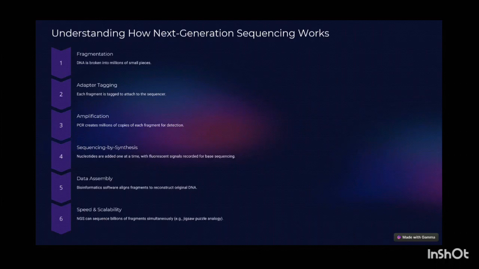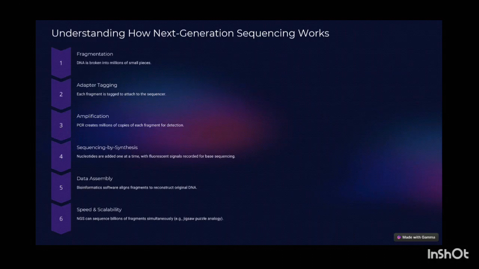The sequencer then begins to read each DNA fragment through a process known as sequencing by synthesis. During the process, the sequencer adds one nucleotide, A, T, C, or G, at a time to the growing DNA strand, while a fluorescent signal is emitted.